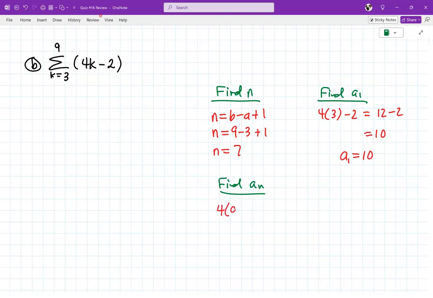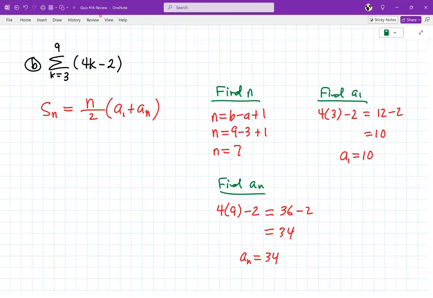So 4 times 9 minus 2, that's 36 minus 2, so that's 34. Okay, so 4 times 9 is 36 minus 2, it comes out to 34. That's my a sub n. So now all I'm going to do is just plug in those numbers and figure out my sum into this formula here, right? The same formula that I highlighted for you guys earlier. We're using the formula from 8.3, the very top one, what we call the easier one, okay?